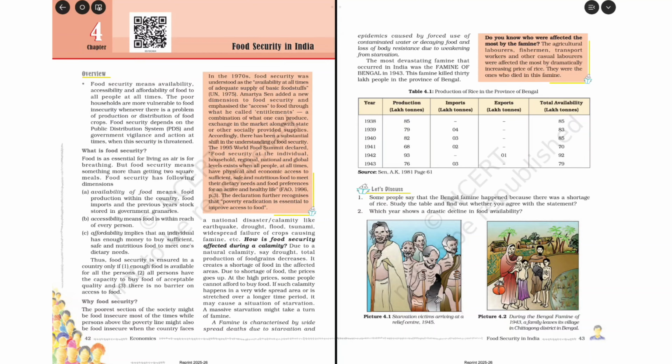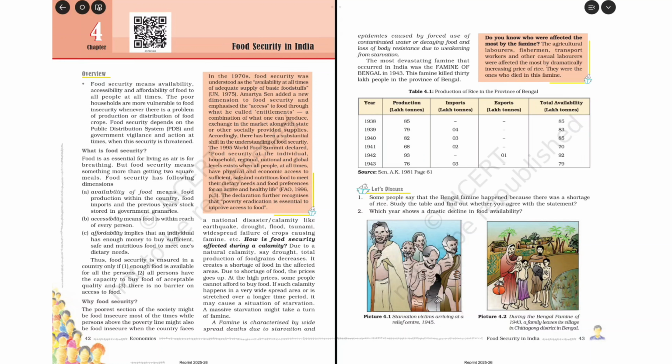Quote, "Food security means availability, accessibility, and affordability of food to all people at all times. The poor households are more vulnerable to food insecurity whenever there is a problem of production or distribution of food crops. Food security depends on the public distribution system, or PDS, and government vigilance and action at times when this security is threatened. What is food security?" End quote. Okay, so let's unpack this.